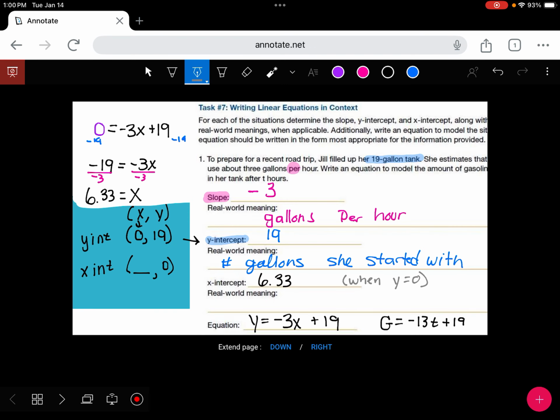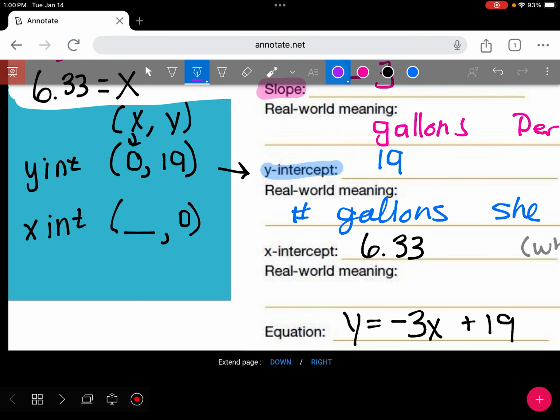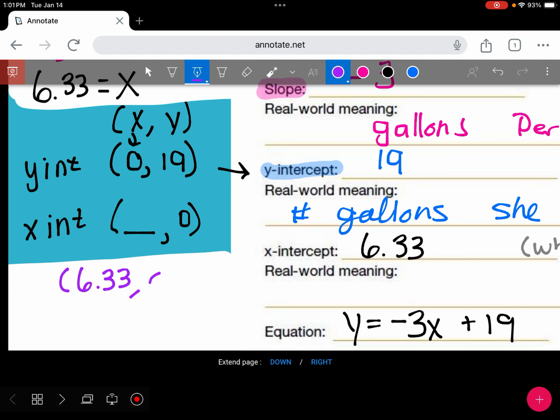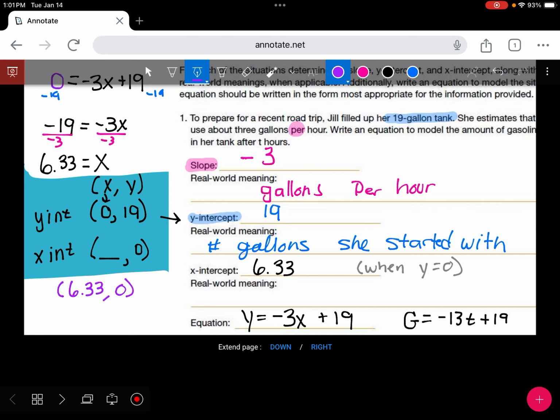And then our real world meaning, sometimes it's easier to do when we write it as a point. So I'm going to, over here, use this little blue space again. I'm going to write it as a point so we can see what I mean. So I'm going to put this as my 6.33, comma 0. What do our x's stand for again? What does each x mean?